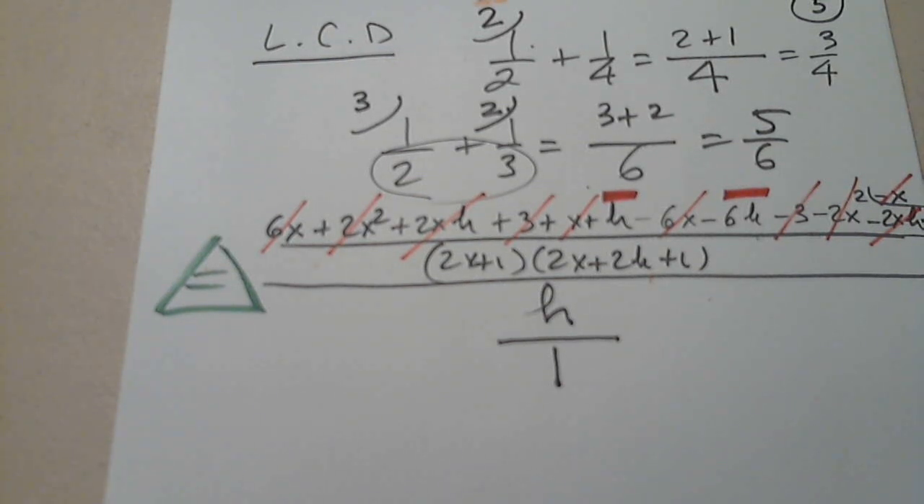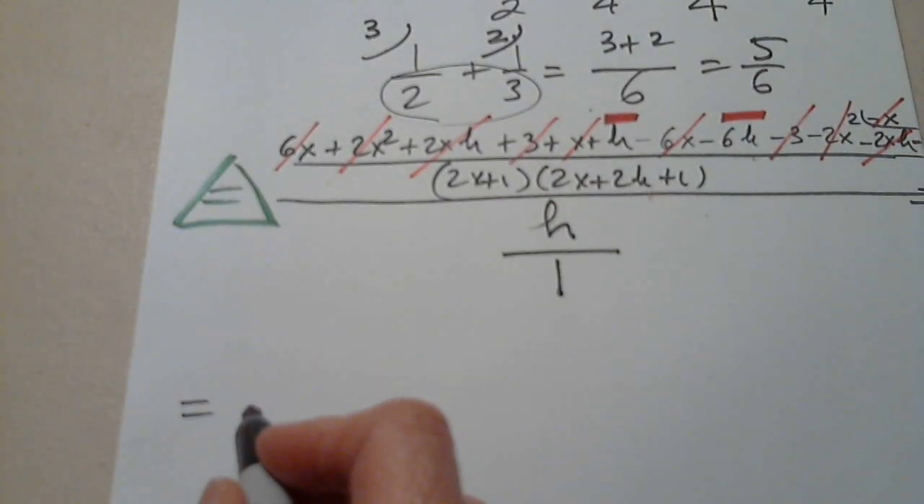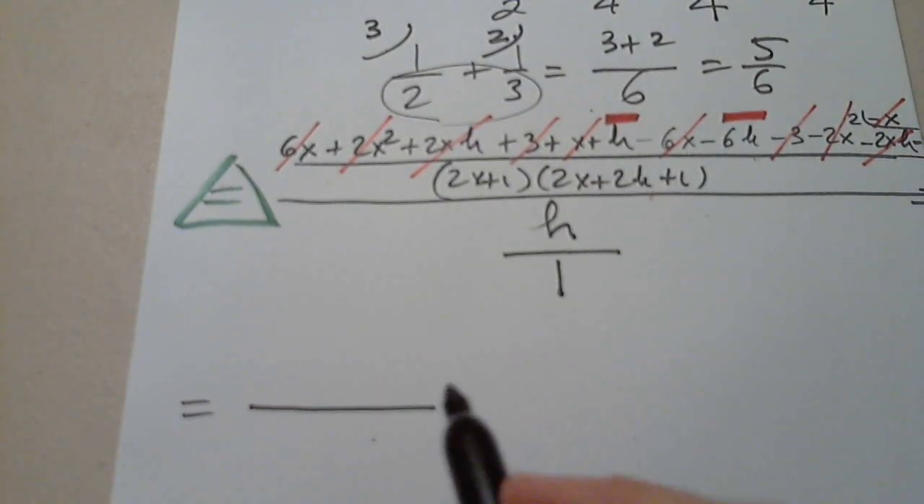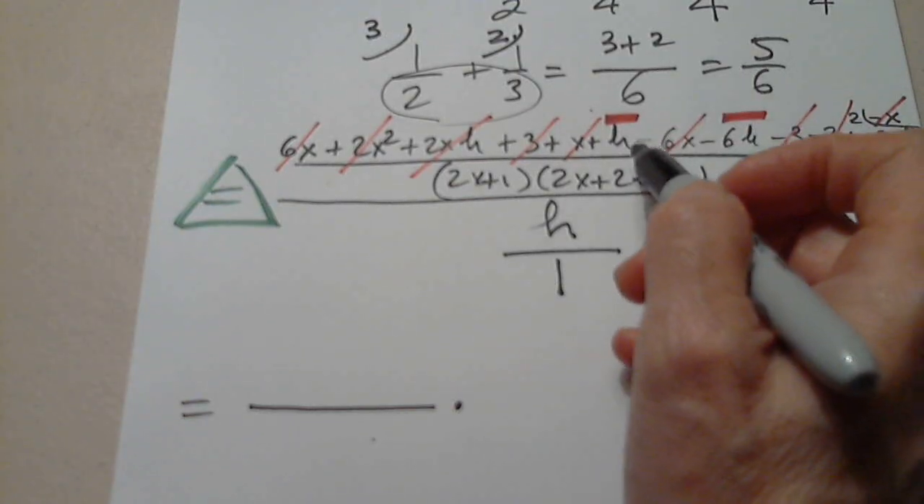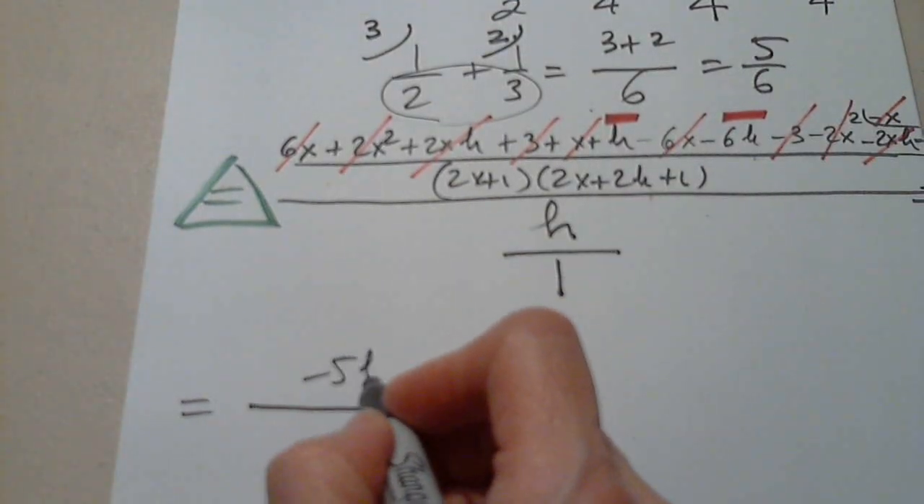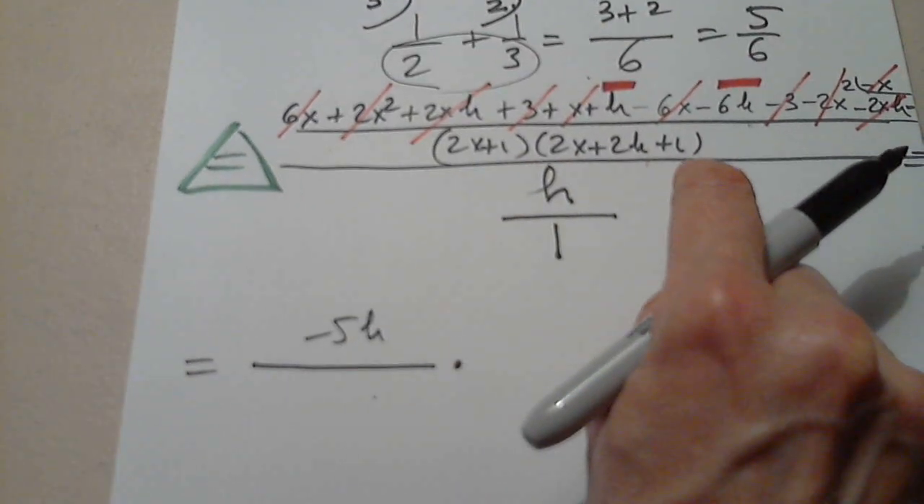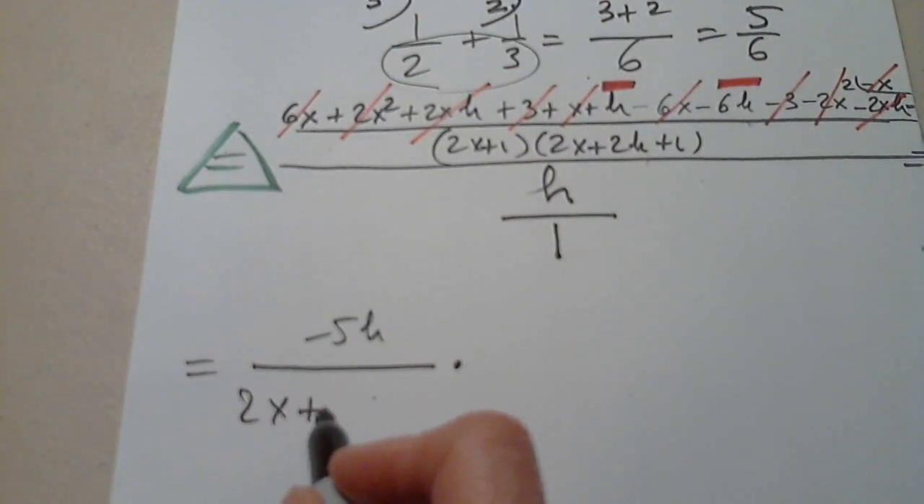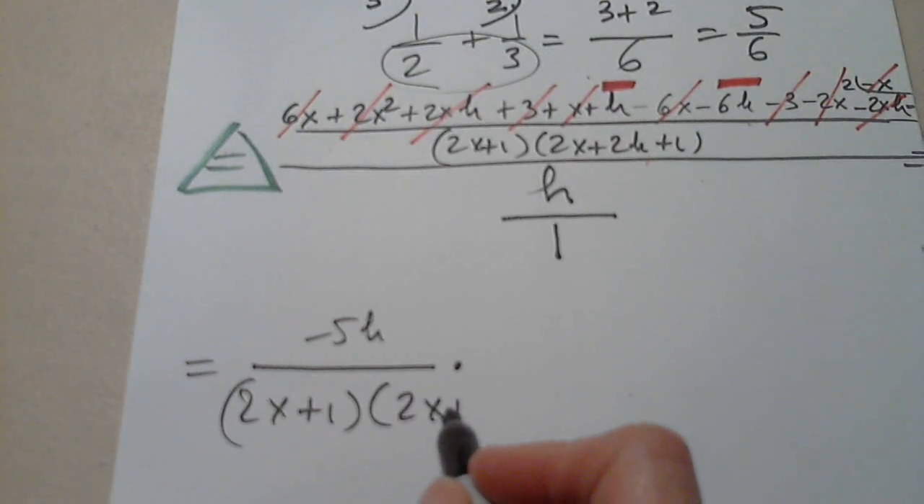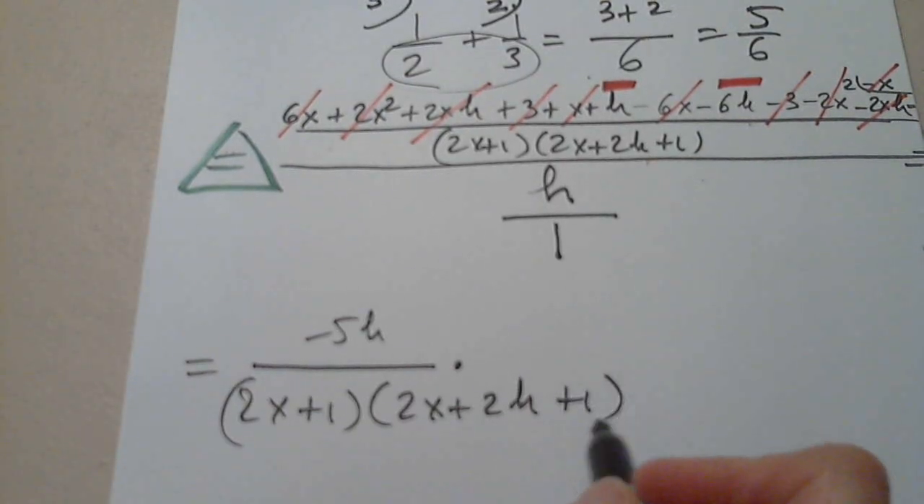So now let's combine like terms at the top. Positive h with minus 6h. What is that? Minus 5h. Do not forget the denominator. The denominator does not go away. So we have 2x plus 1, 2x plus 2h plus 1.